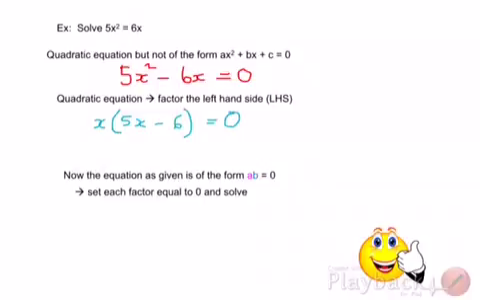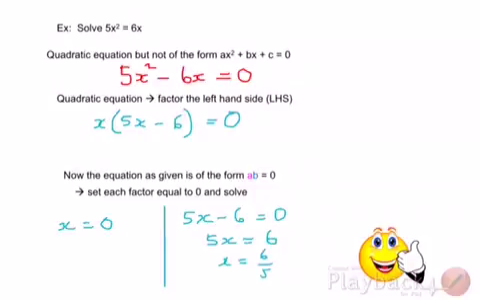Again, I can apply my null factor law. Two things multiply together to give you 0, so this x times everything inside the bracket gives me 0. So now I have to let each factor equal to 0. So x is going to be equal to 0, or 5x minus 6 is equal to 0. 5x is then equal to plus 6 when you bring it over, and then x is equal to 6 divided by 5. Again, got two real solutions. Okay, easy.